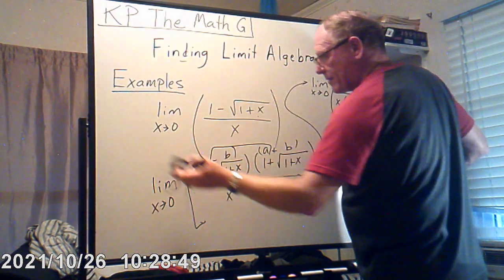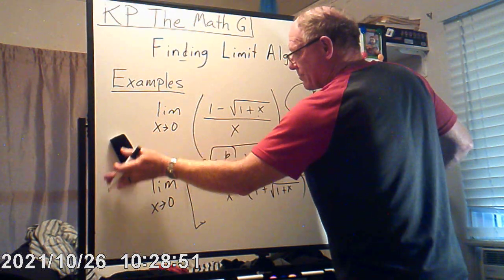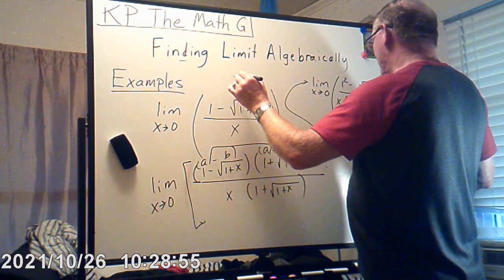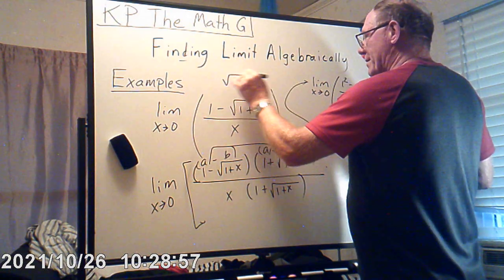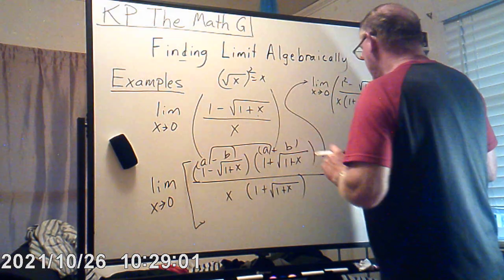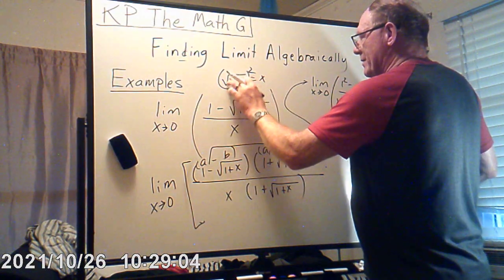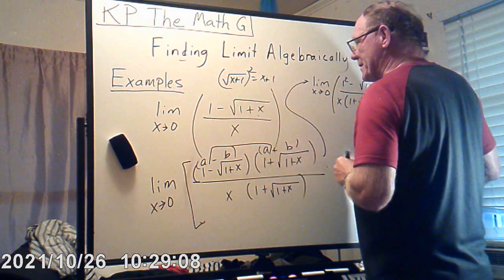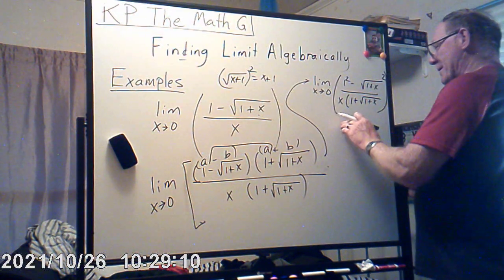Maybe, you know, sometimes in calculus we forget even the basic rules. If we have something like the square root of x squared, that's just x. So if we have the square root of x plus 1 squared, that's just x plus 1. Okay, so here we go.